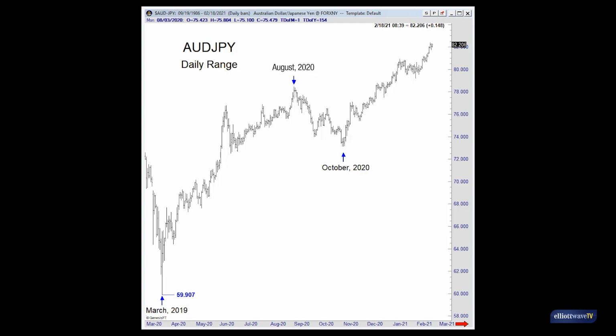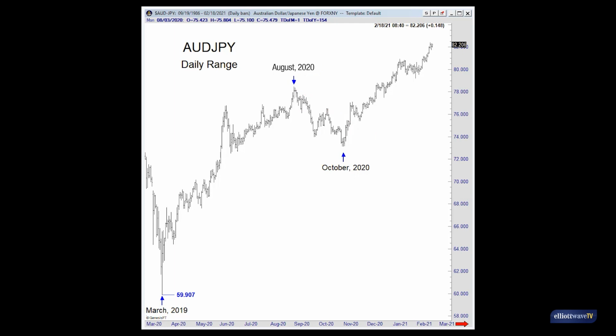Here is a daily range chart of Aussie-Yen, so the Australian dollar crossed with the Japanese yen. And everyone will agree that this market is in an uptrend. The series of higher highs and higher lows since March 2019 defines this for us. The definition of a downtrend would be a series of lower lows and lower highs, and we can see that the trend was down for the month of October.